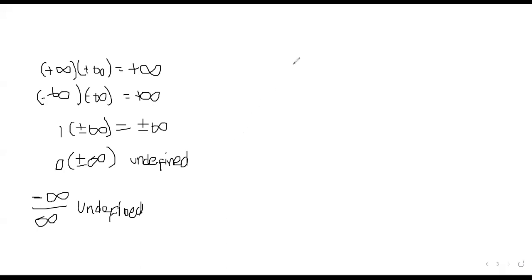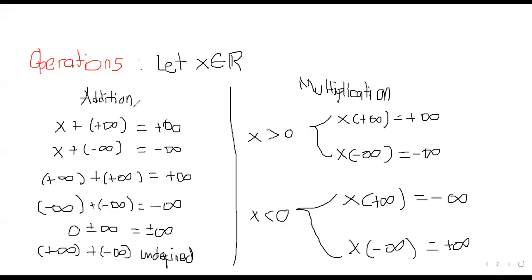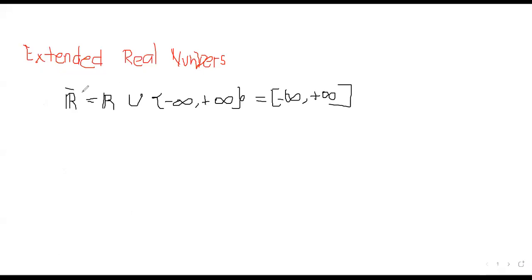But if we divide a real number x by infinity, let's say positive infinity, that will be 0. So those are the simple rules of operations under extended real numbers.